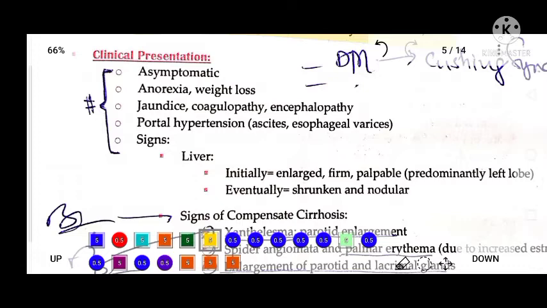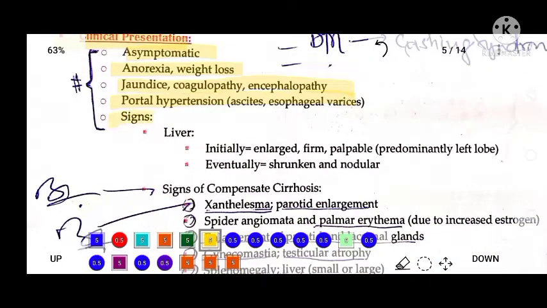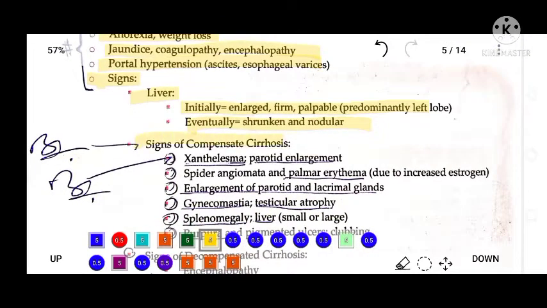Clinical presentations of cirrhosis are: the patient will first be asymptomatic, then anorexia and weight loss occur, then jaundice, coagulopathy, encephalopathy, and portal hypertension develop, then ascites and esophageal varices will be there, and the patient will bleed from the mouth and rectum through the GIT. And the signs will be in the liver. Initially enlargement of the liver will happen and the liver will be palpable, and then a shrunken and nodular size will be there.